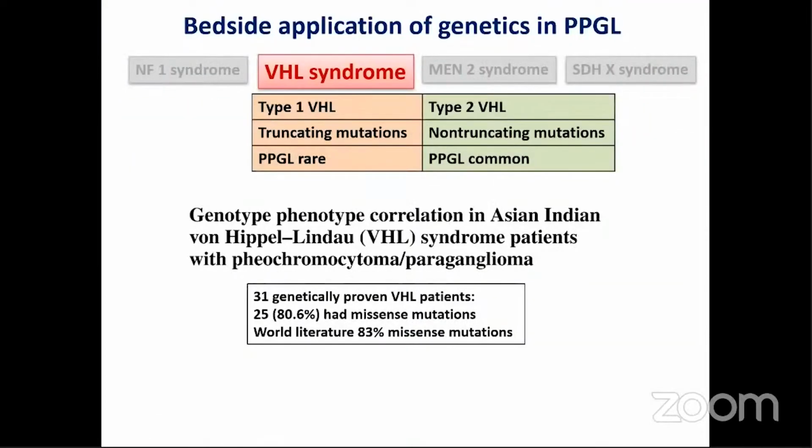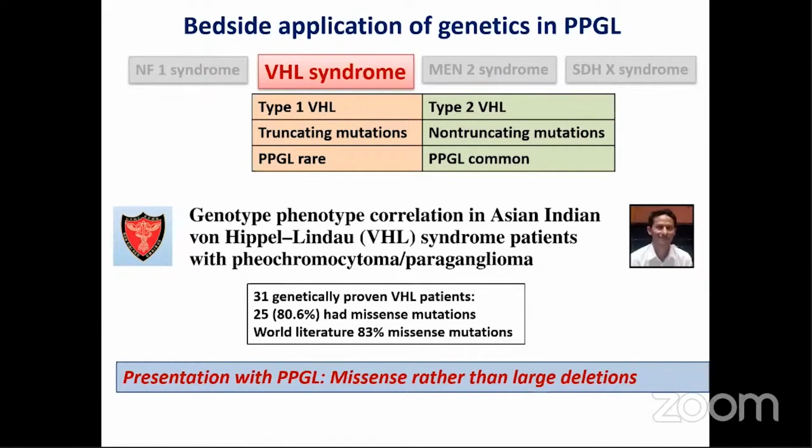Moving on to the bedside application of genetics in PPGL, we know VHL syndrome has type 1 and type 2. Type 1 is typically truncating, where we don't see PPGL, whereas type 2 is non-truncating, where PPGL is more common. So again, we did an analysis for a cohort of VHL. In that study, we had around 31 genetically proven VHL patients. 81% had missense mutations, similar to the world literature, where 83% of VHL-associated Pheo patients had missense mutations. So typically, there are missense mutations rather than large deletions.